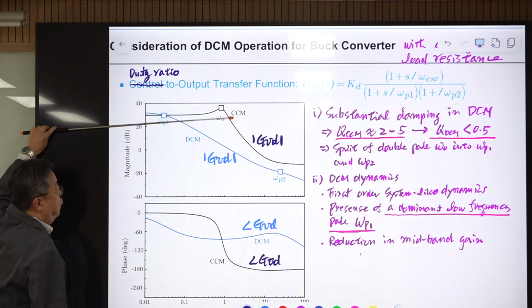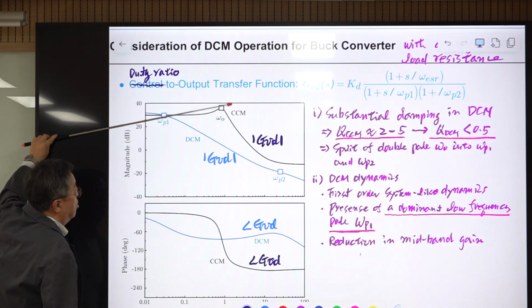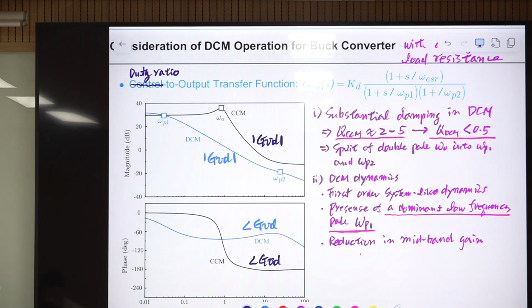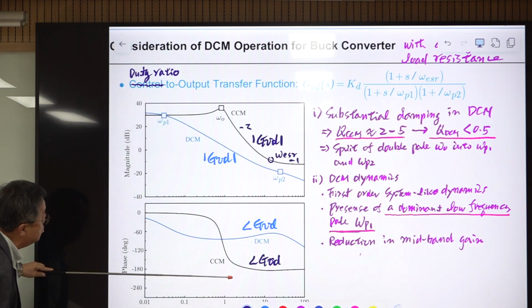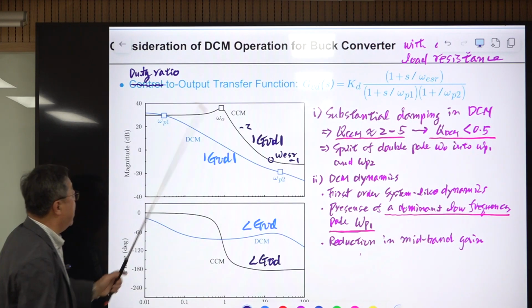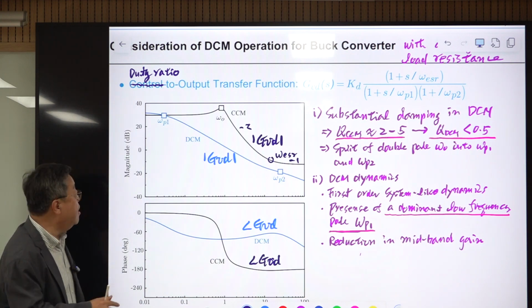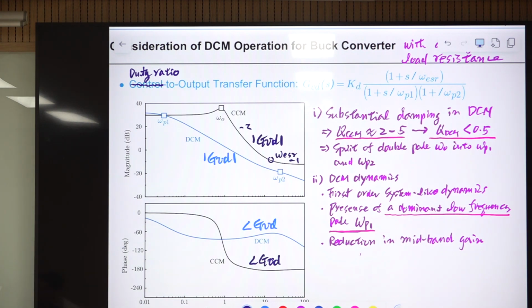You know this is 20 log Vs, and this is the power stage double pole frequency, and the slope here is -2, -40 dB per decade. Somewhere there is the ESR, omega ESR, and then the slope is -1. So this is the case of the CCM. Phase is 0 here, and phase goes through this transition over the double pole frequency, and at this frequency it becomes -90 degrees. So phase here is -180 degrees. This is the CCM case.